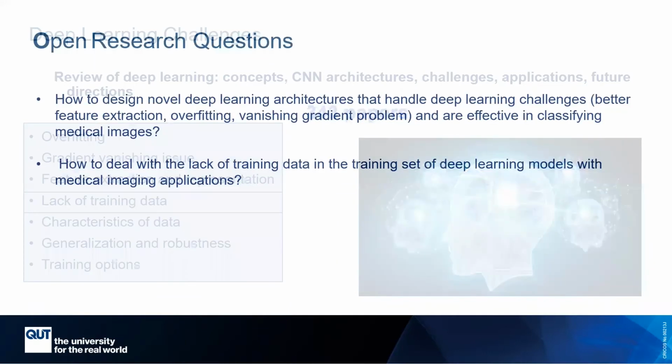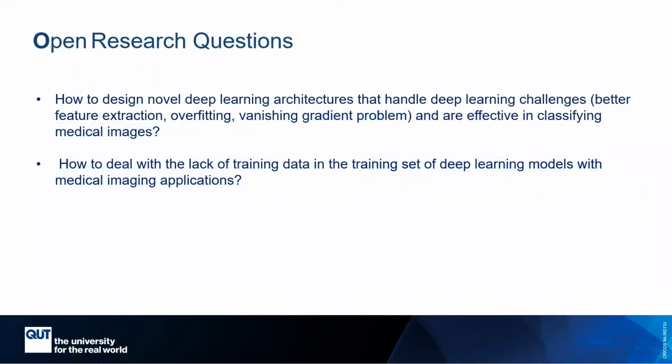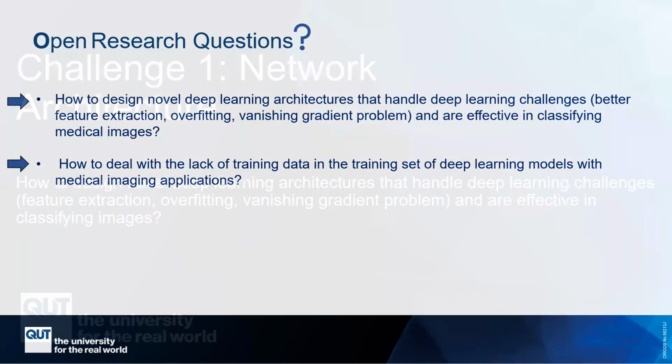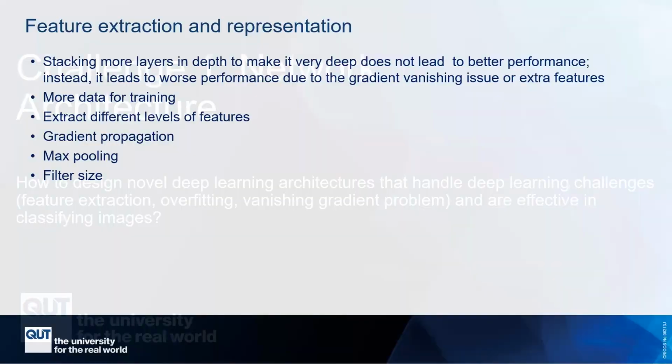So that can lead us to two main open research questions. The first: how to design a deep learning architecture that can deal with these problems of good feature extraction, overfitting, the vanishing gradient problem, and so on for medical images. The second: how to deal with the lack of training data, how to come up with a model that trains well on a large amount of data, while it's really hard for medical applications to get a large amount of data. So we'll go through the first research question very quickly.